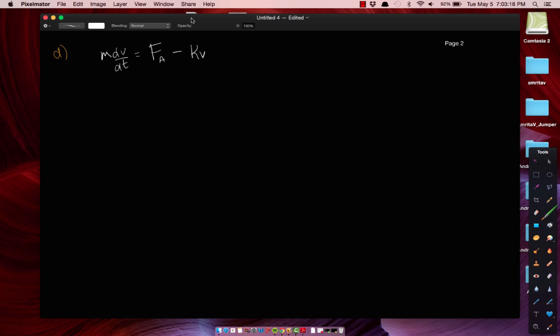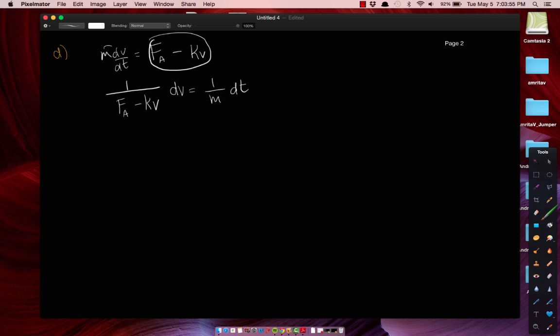Okay, so in order to solve this differential equation, you need to do a separation of variables. But what you need to remember is that v and dv need to be on the same side. So this is how we're going to do it. We're going to take this whole thing and go 1 over Fa minus kv times dv is equal to 1 over m dt.